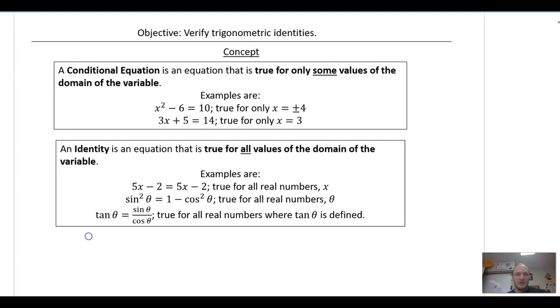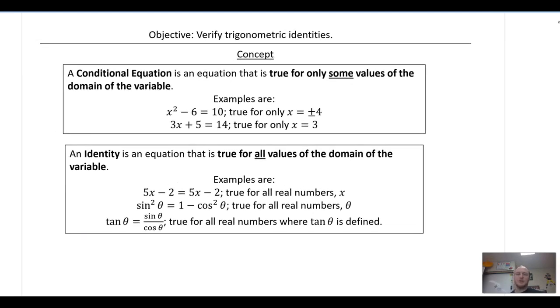Now, I want to talk about a conditional equation. A conditional equation is true only for some values of the domain of a variable. So for instance, something like x squared minus 6 equals 10. Well, that's true for only positive and negative 4. And same if I had a linear equation, 3x plus 5 equals 14. Well, this is a conditional equation because 3 is the only value that works. I can't plug in anything else.